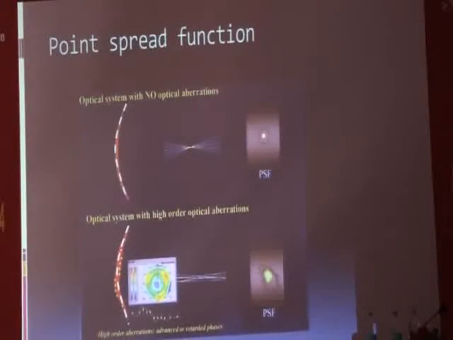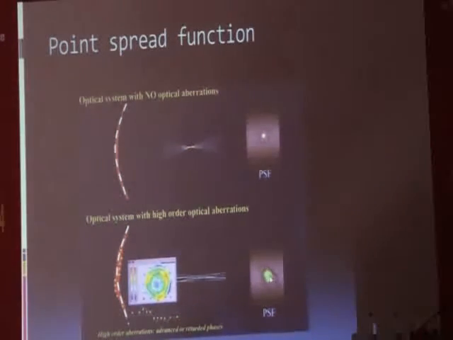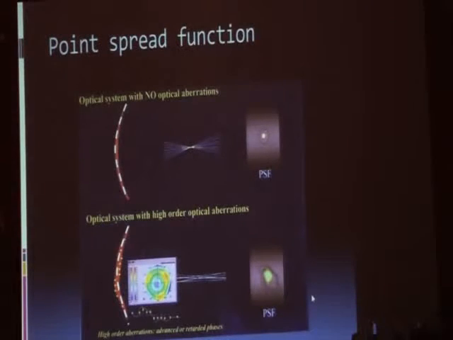And then the point spread function is nothing but how the imaging system can alter the object point as it transfers from object to the image point. So in the ideal optical system, it is a point in the center, whereas it can get distorted depending upon the type of aberrations that are there.